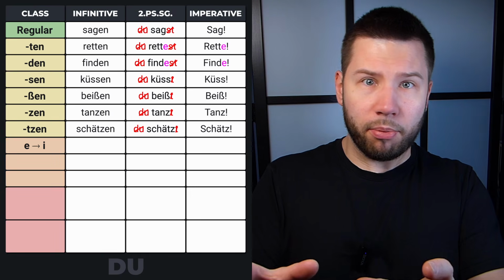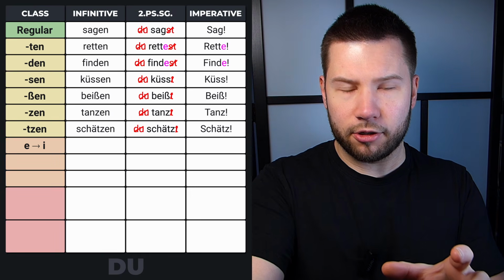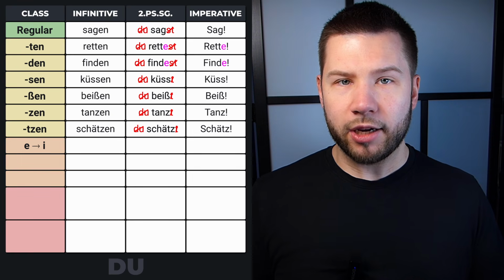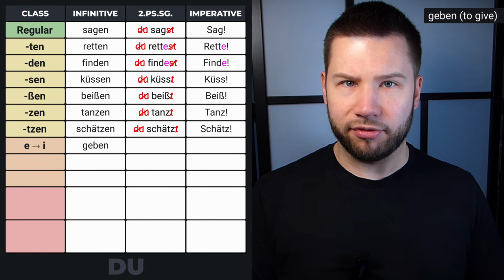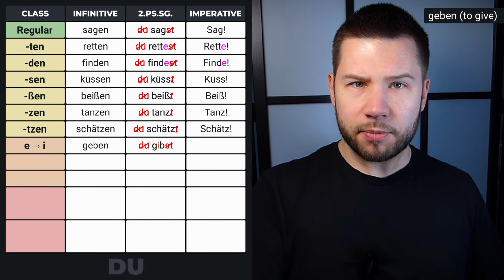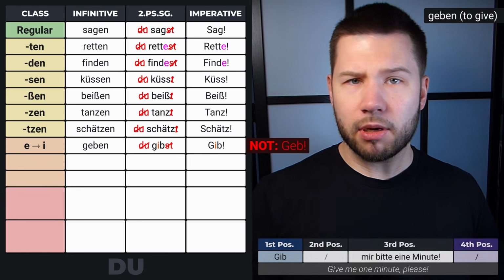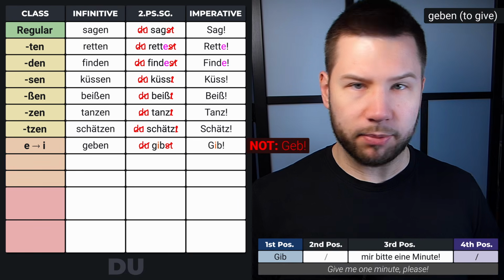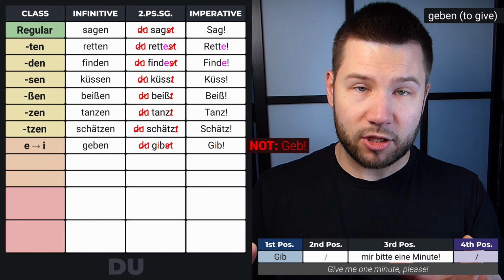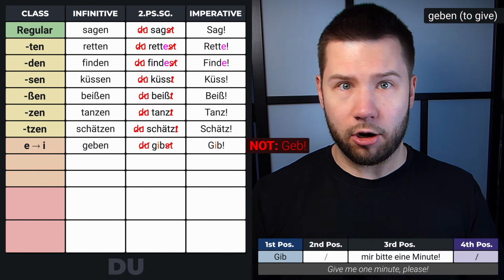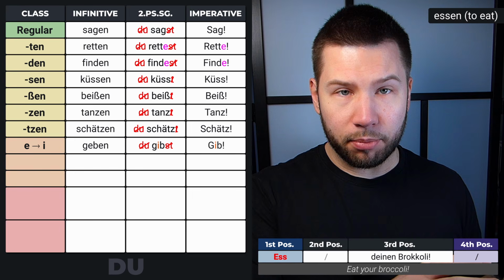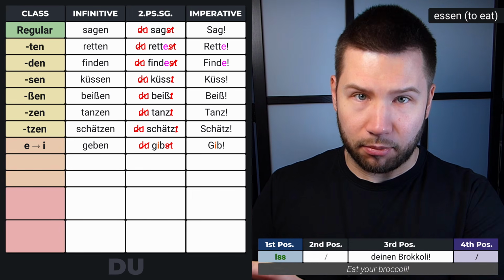Here, it's even more important to go through the second person singular stage. Let me demonstrate why with the verb geben, to give. Geben, du gibst, gib. Not geb. Gib mir bitte eine Minute. Give me 1 minute, please. Even Germans mess this one up sometimes, and it sounds terrible. It's not ess deinen Brokkoli, it is iss deinen Brokkoli.